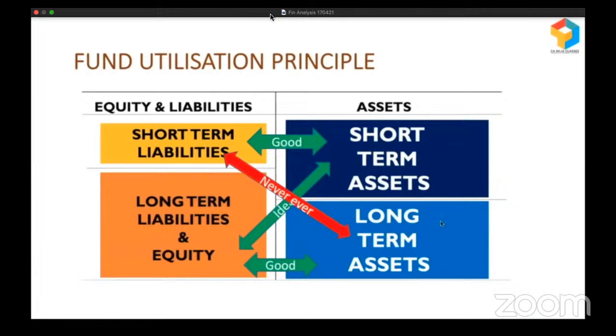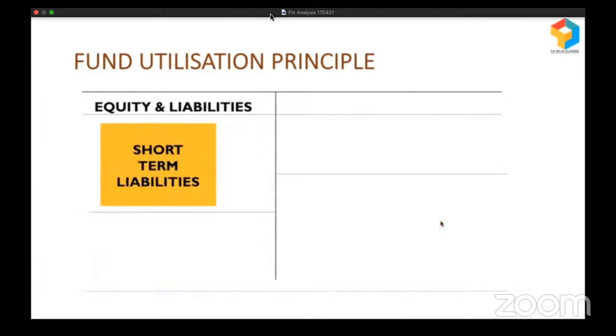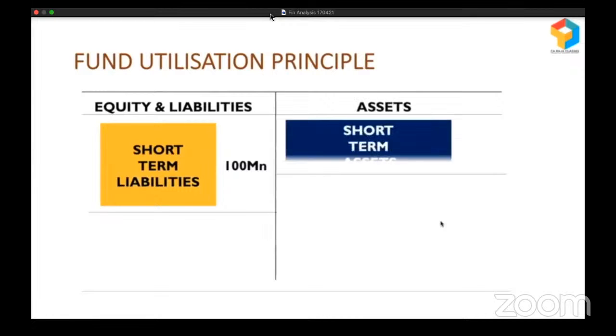Okay, so never ever do this. Let me give some numbers so that we can understand it better. I've raised short-term funds of 100 million, and I've used that money to create short-term assets of 70 million only. So here comes the problem. So the question is, what happened to that remaining 30 million?